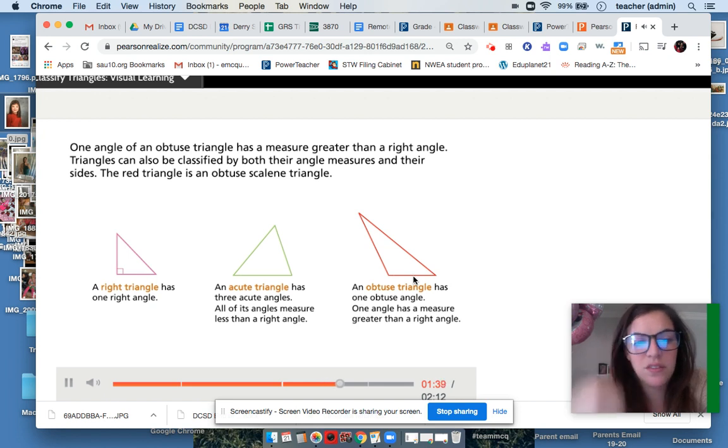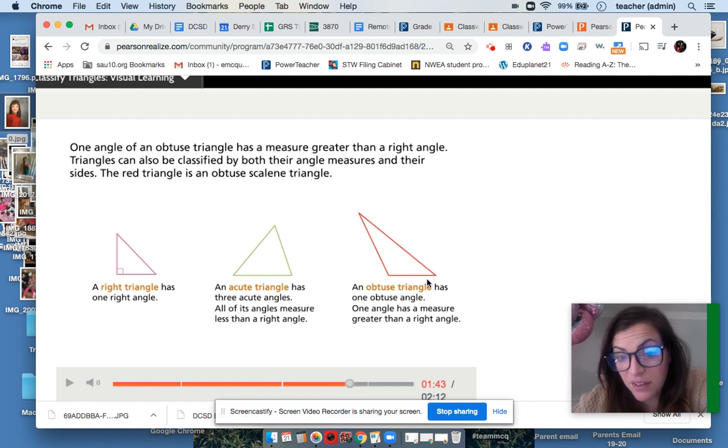Triangles can also be classified by both their angle measures and their sides. Okay, so now is where it gets tricky. If all three of these sides are the same length, you would have an equilateral triangle. It's also a right triangle, right? So it's telling you that the red triangle is an obtuse triangle, but it also looks like a scalene, right? Because these all look like they're different sizes of lines.